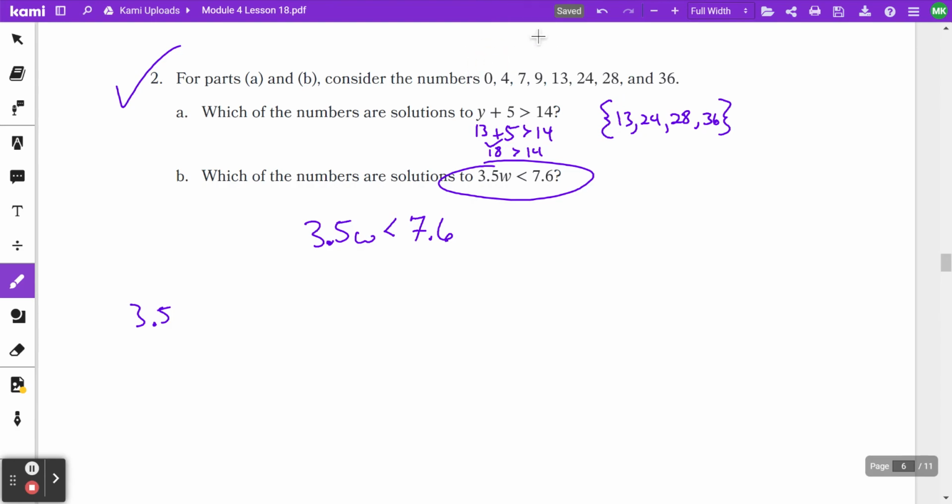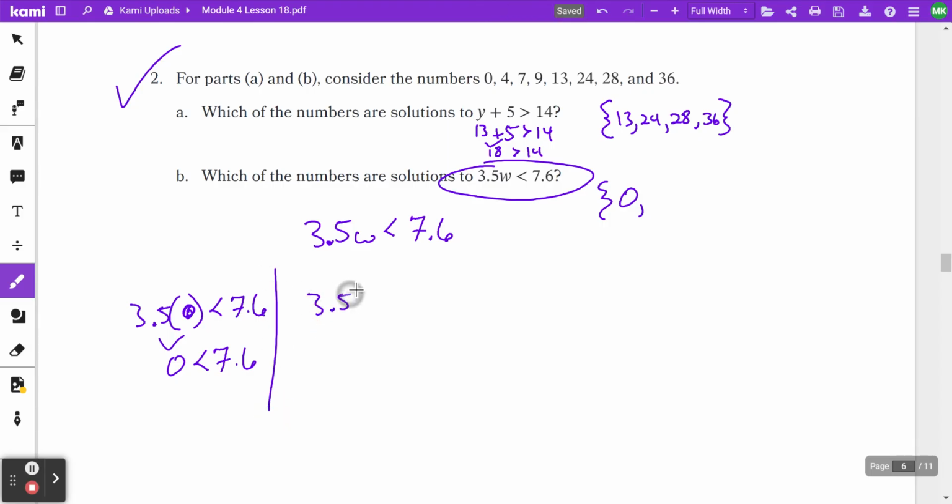So the 0, well, if I put a 0 in here in place of that w, right, I have a 7.6. Well, this is 0. Is 0 less than a 7.6? The answer is yes. So let me start my fun little bracket. 0 works, okay?